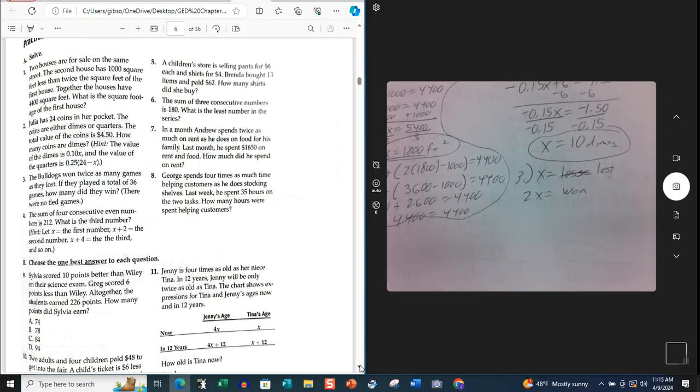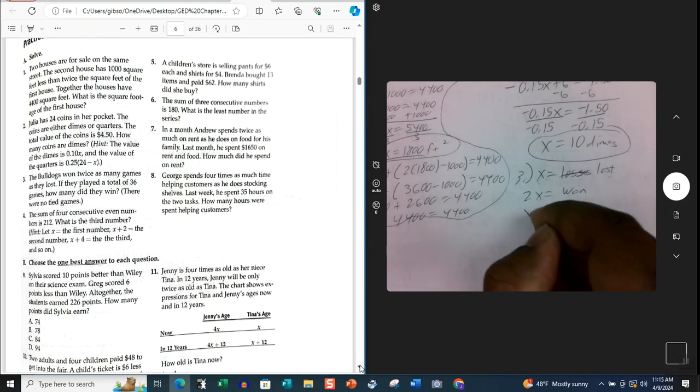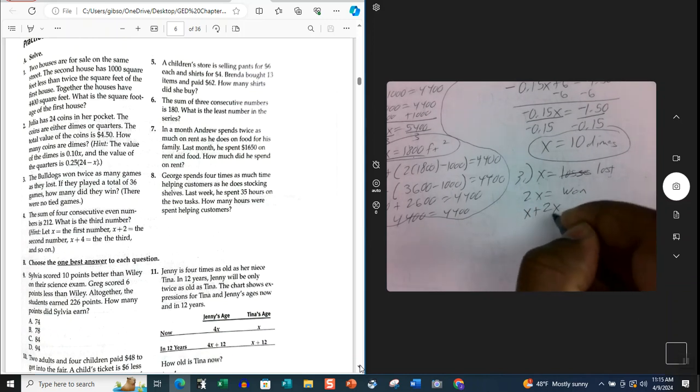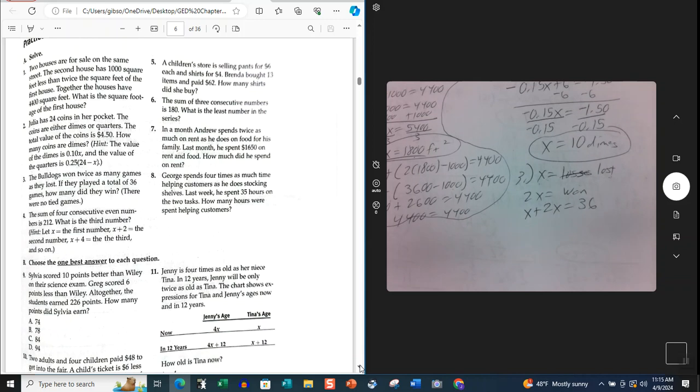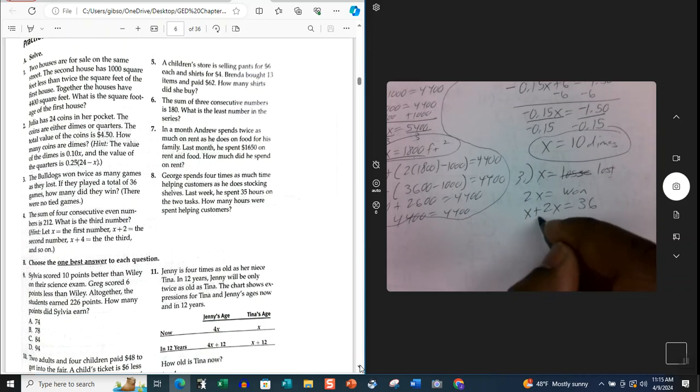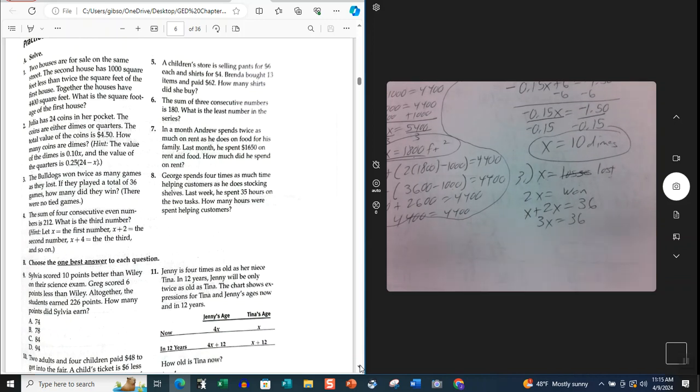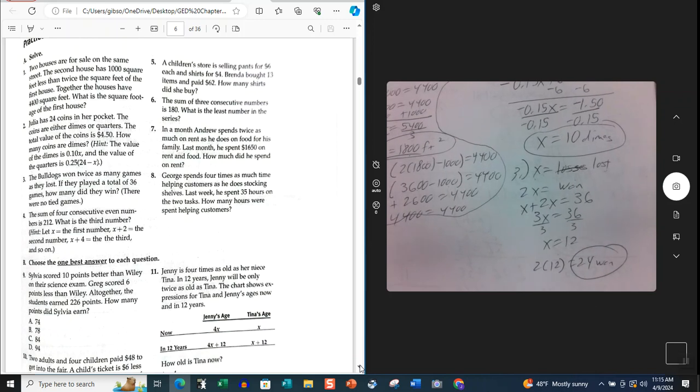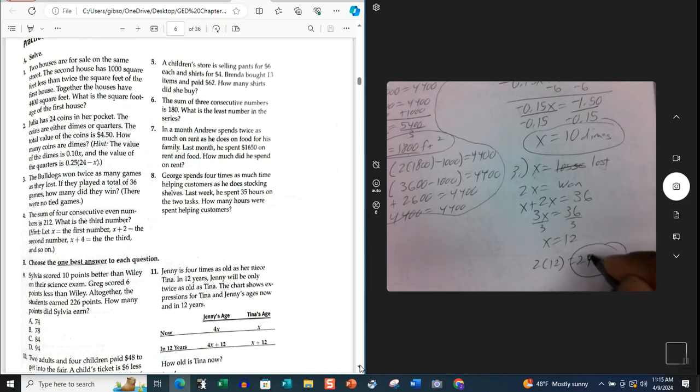Now they played a total of 36 games. So you would take the losses plus the wins, and that's supposed to equal 36. So x plus 2x is 3x equals 36. Divide each side by 3, and x is 12. Now 12 is how many games they lost. But remember, you have to do 2 times whatever x is. So you'll do 2 times 12 is 24. So they won 24 games. So it's 24 games won.